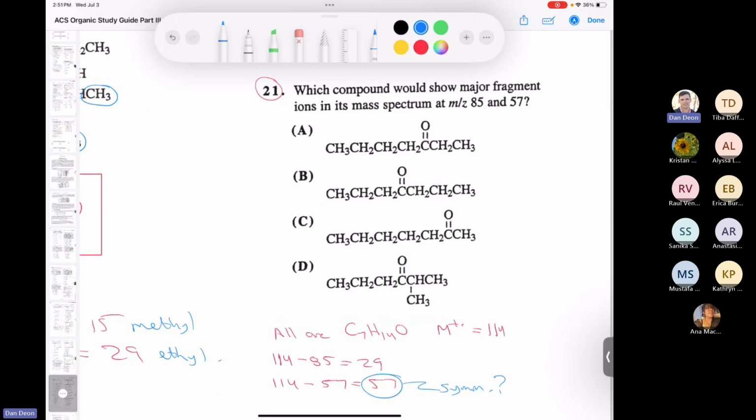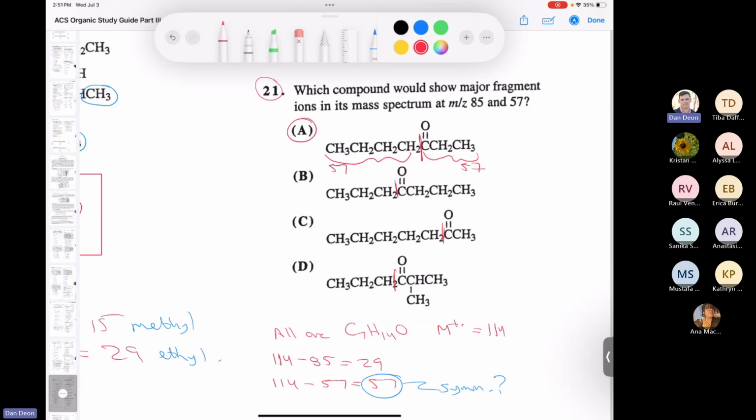Without taking the time to go through every last detail of all of these, where's the place that these are going to fragment? The most common place would be around the carbonyl, because then you end up with something that's resonance stabilized. But if you go through all the fragments, you'll see that the only one where you end up with two fragments that have a mass of 57 is A. Believe it or not, this butyl fragment has a mass of 57, and this fragment here also has a mass of 57, and none of the other ones line up.